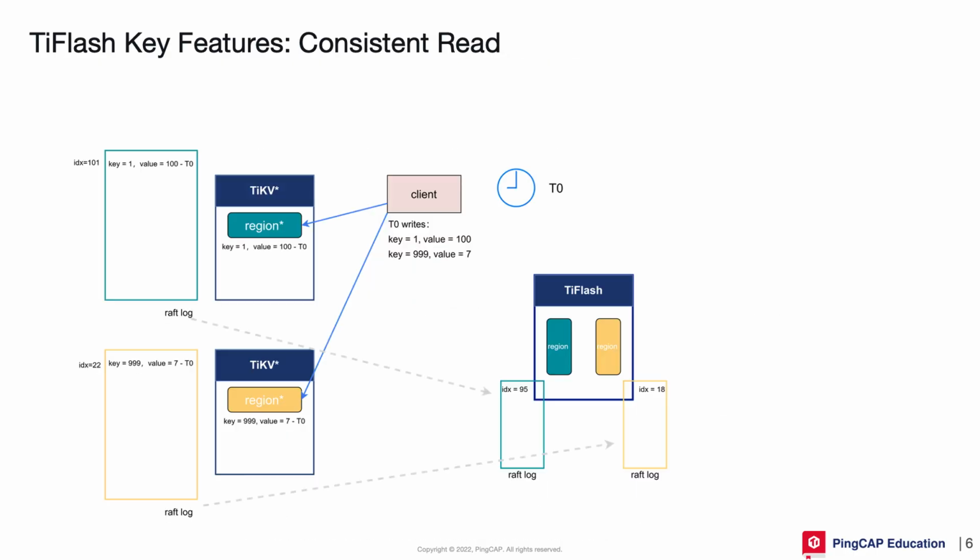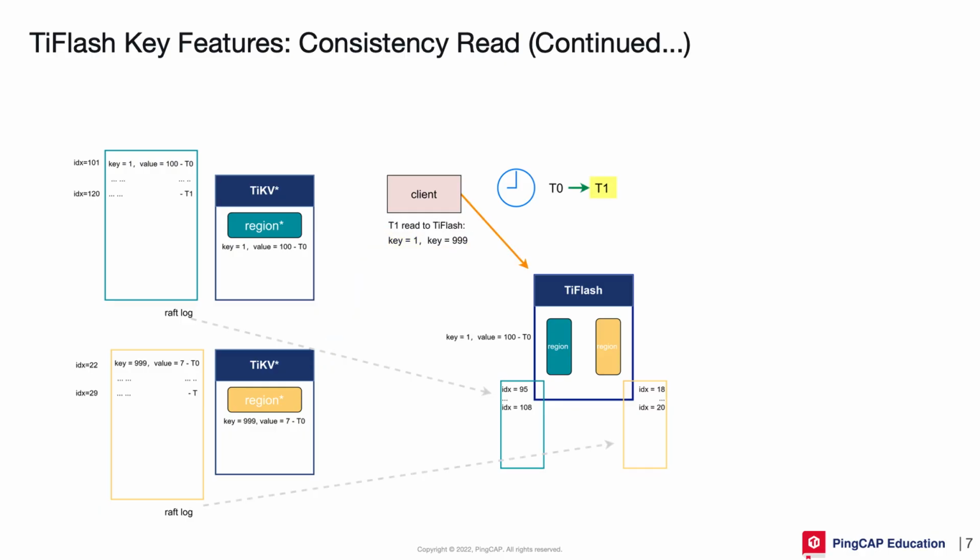Next up, TiFlash key features. Consistent read. Previously we mentioned that TiFlash guarantees consistency of reads. Let's take a look at this process. Here we use a series of diagrams to represent TiFlash's guarantee of consistency reads. Notice that at T0 the client writes two items to TiKV, key 1 and value 100, and key 999 and value 7. At T1, the client initiated a TiFlash read, key equals 1 and key equals 999.